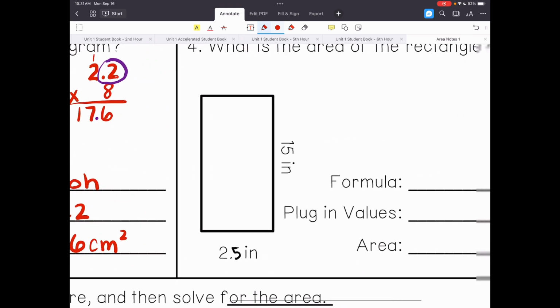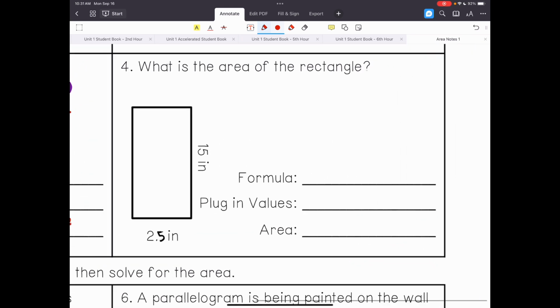All right, now we've got a rectangle. Rectangle is still base times height. Let's identify. This is where some kids get confused because they're like, no, Mrs. Lubowski, we've been doing the base is the longer of the 2 sides. Well, it's not necessarily the longer of the 2 sides. In this case, the base is sitting at the bottom. 2.5 is the base. Our height is 15.